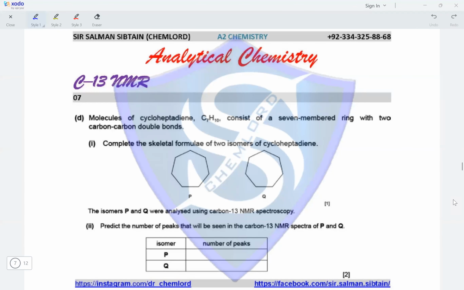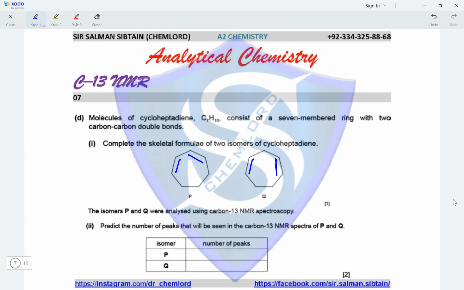Question 7. Molecules of cycloheptadiene C7H10 consist of a 7-membered ring with 2 carbon-carbon double bonds. Complete the skeletal formula of the 2 isomers of cycloheptadiene. So we need to have 2 different isomers. An isomer can have a double bond present on 2 adjacent carbon atoms. That can be one isomer. And we can have another isomer with a double bond present on 2 carbon atoms with a carbon atom between them. So this will give us 2 separate isomers of cycloheptadiene.